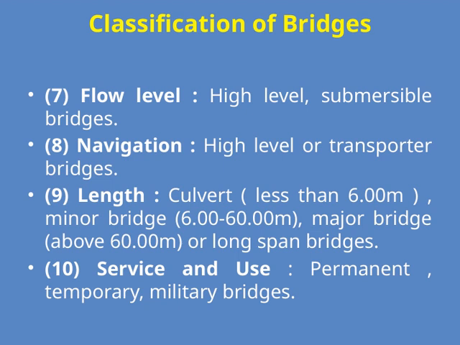Some are permanent structures meant for continuous use, others are temporary, serving short-term needs or construction purposes. There are also military bridges, which are designed for rapid deployment and strategic use in defense scenarios. By understanding these classification criteria, flow level, navigation type, length, and service purpose, we gain a clearer picture of the diverse types of bridges and their specific roles within our infrastructure.